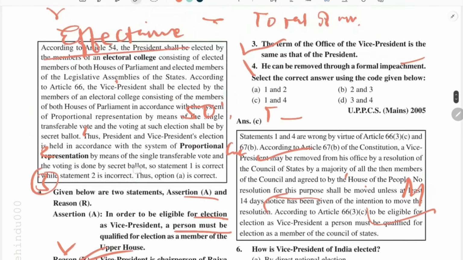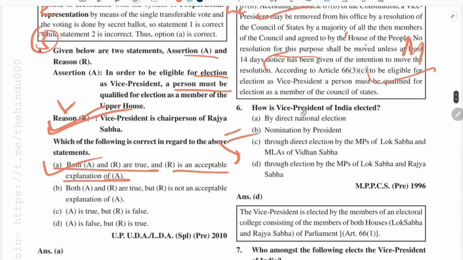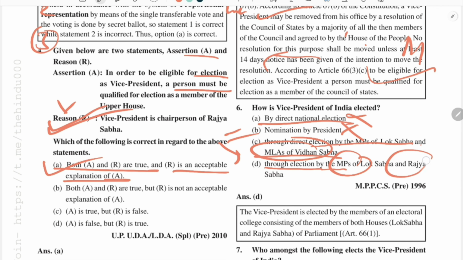Going to the next question. How is the Vice President of India elected? We know that it is a direct national election. No, it is an indirect election. Nomination by the president. No. Through direct election by MPs, Lok Sabha and MLAs. So MLAs are not involved. Through election by the MPs of Lok Sabha and Rajya Sabha.